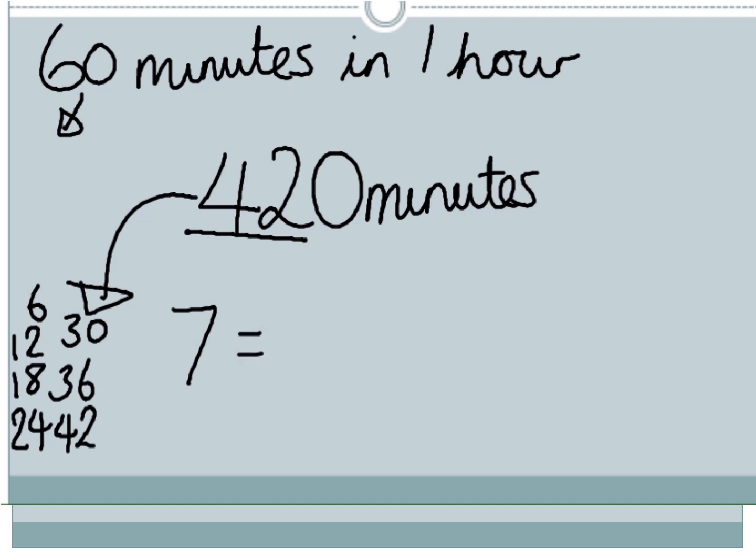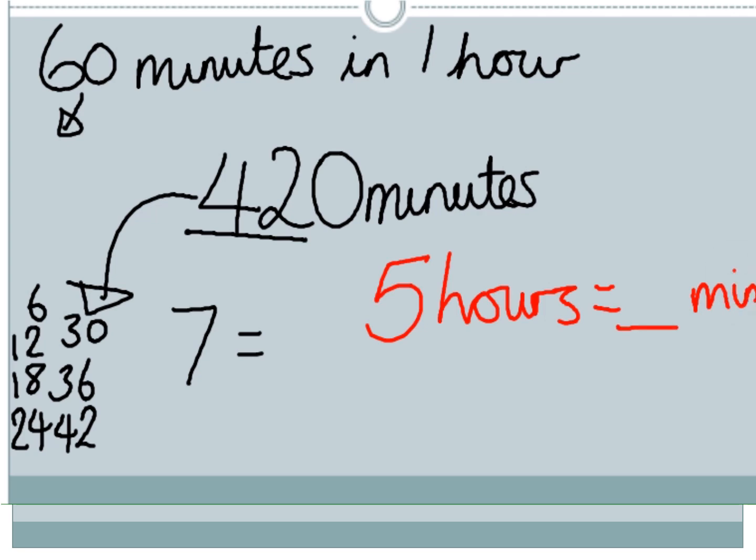Okay, so if you've got 5 hours, let's do that in a different colour pen so we don't get confused. If the question is asking you, you've got 5 hours and then it's saying equals minutes, how would you find out what this missing number is? So we would do 5 times 60.